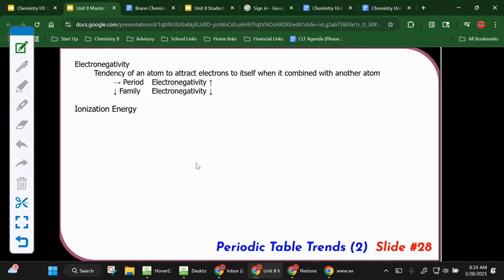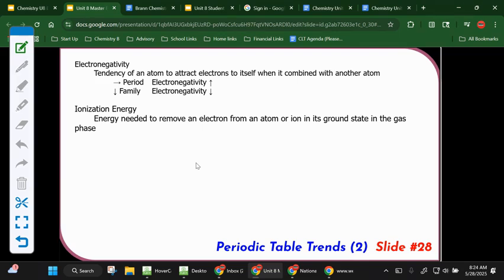Ionization energy, ladies and gentlemen. Ionization energy is the energy needed to remove an electron from an atom or ion in its ground state in the gaseous phase. So basically, it's how much energy it takes to get an atom to give up an electron. What atom on the periodic table has the easiest time giving up an electron? No. Right? No. Right group, wrong place. No. Francium.